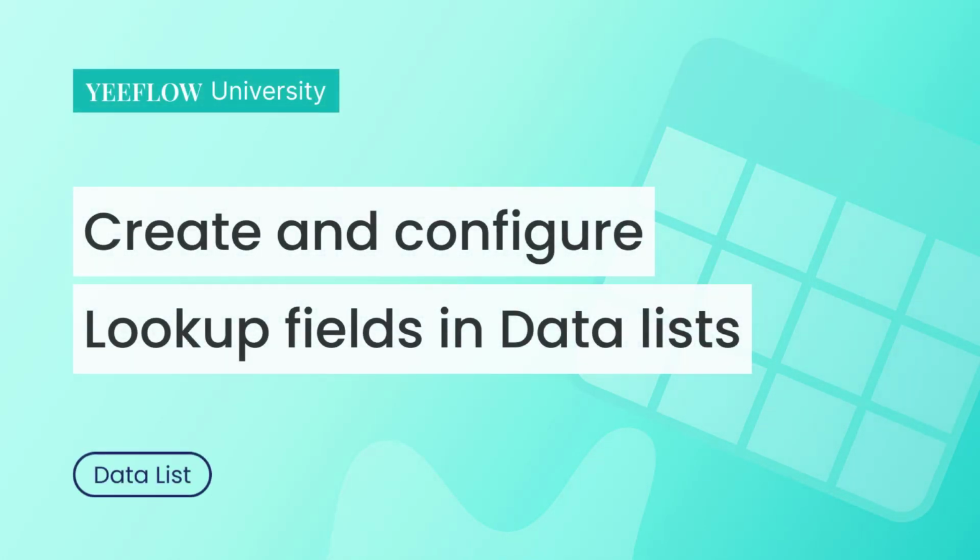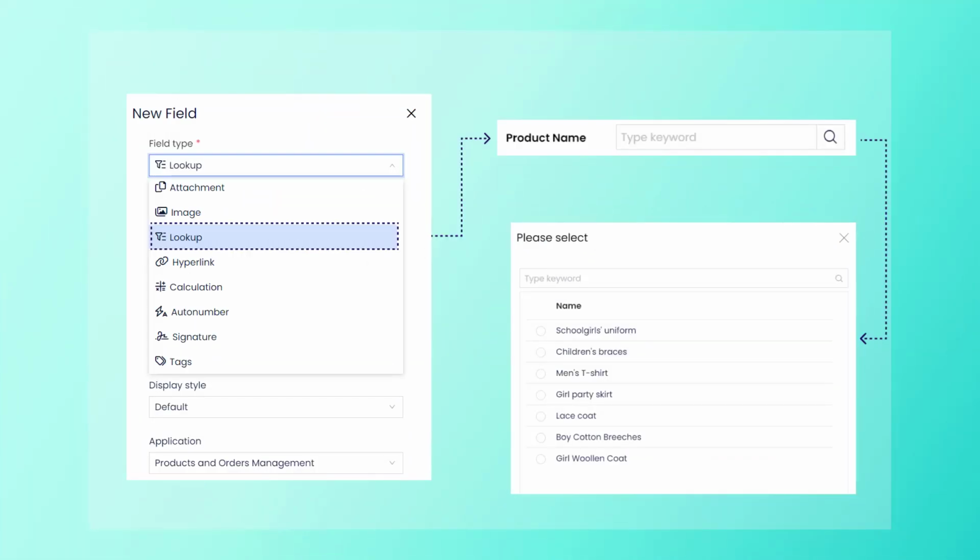Today, we will explore how to add and configure lookup fields in the data list. Lookup fields allow you to associate different data lists together to form a relational database. This field is crucial for enhancing data organization and ensuring data consistency between different lists.